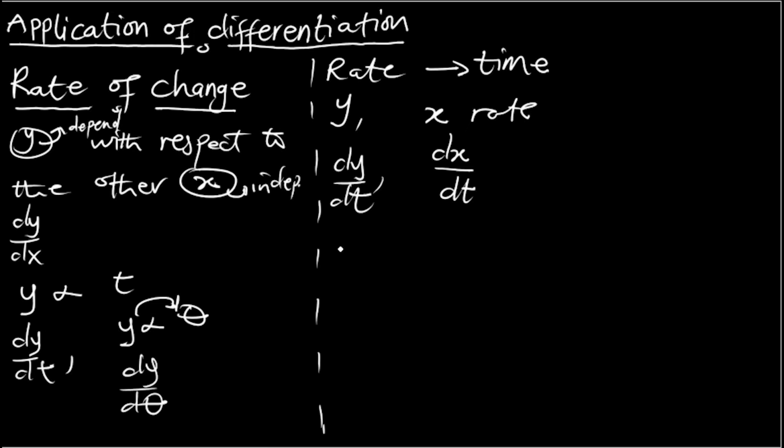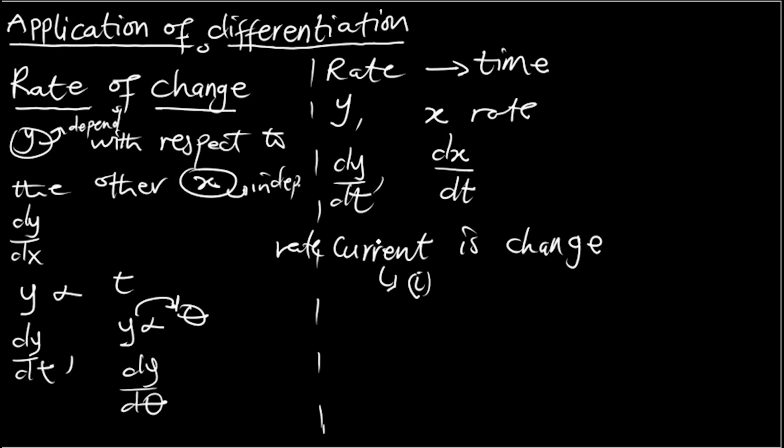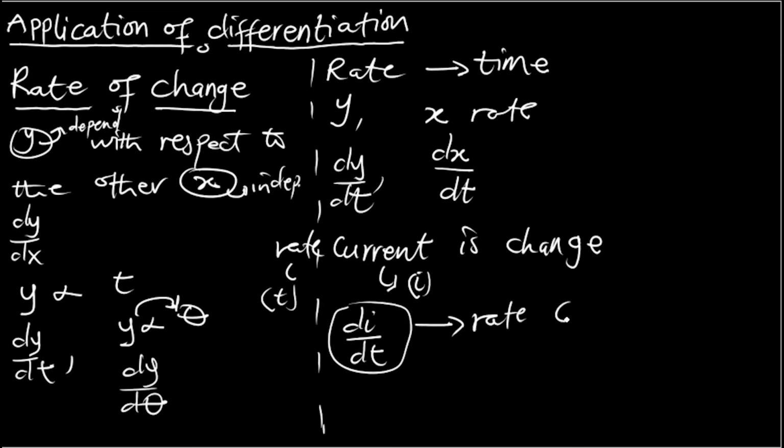So for example, if I want to see the rate at which my electric current is changing, I'll represent my current with I. And since it's a rate, with respect to time, that will be di on dt. The rate at which current is changing with respect to time. And this is the rate of current change. Are we good? And we are good to go.